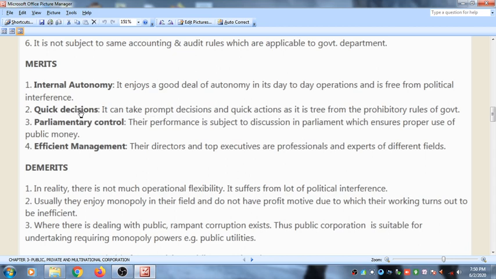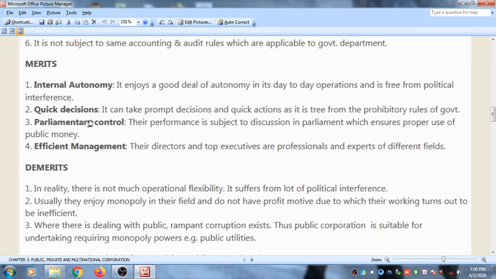The second merit is quick decision. It can take prompt decision and quick action, as it is free from the prohibitive rules of the government. So as we know that they are free from interference from government control, they are free to take their own decisions, and as a result decision is very, very quick.